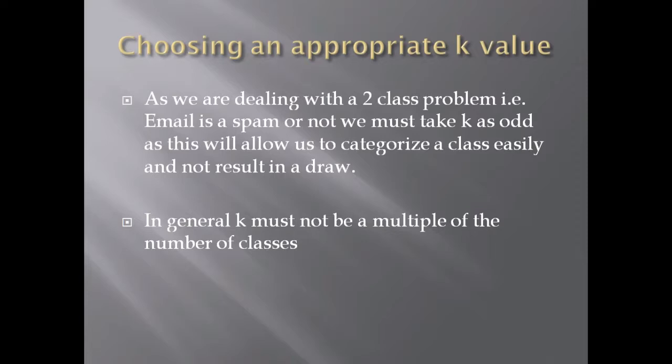If we have an even number k, then it may happen that for k equal to 8, we have 4 points which belong to one class and 4 which belong to another class, and that will result in a draw, and hence we'll not be able to categorize the point. In general, k must not be a multiple of the number of classes, because that can lead to a draw.